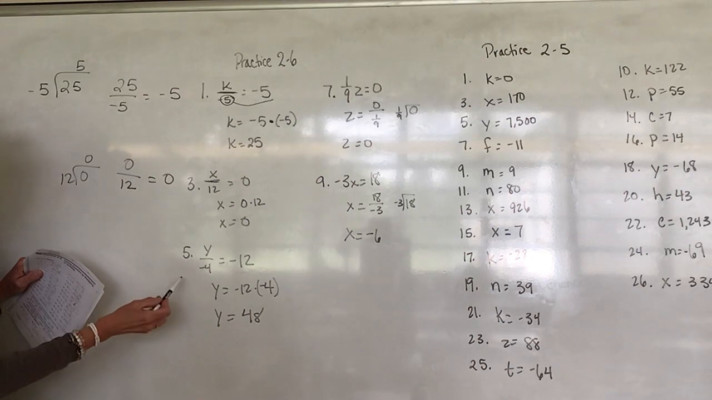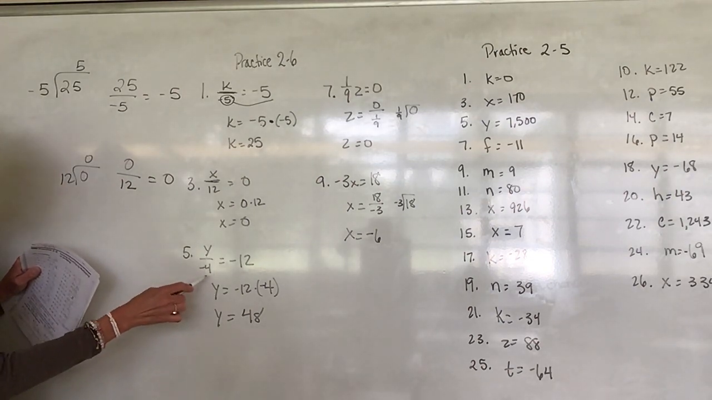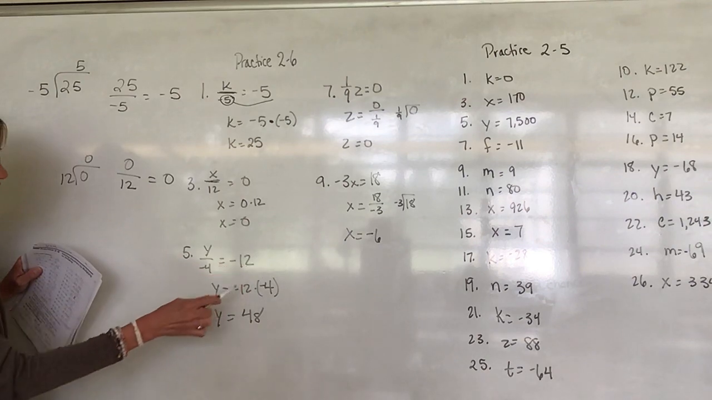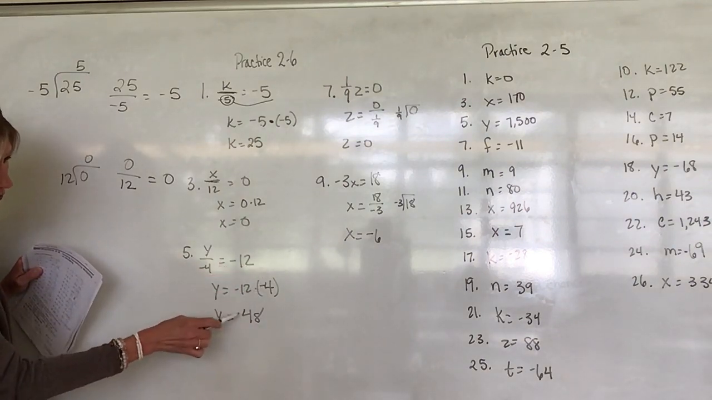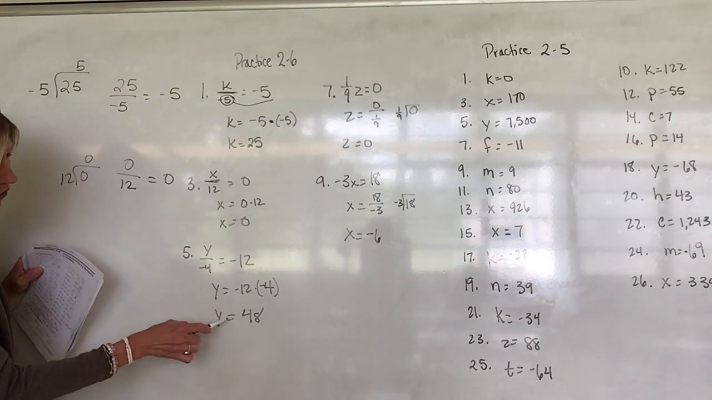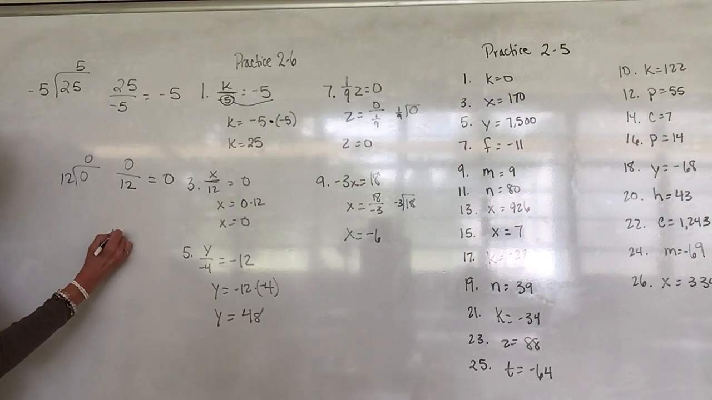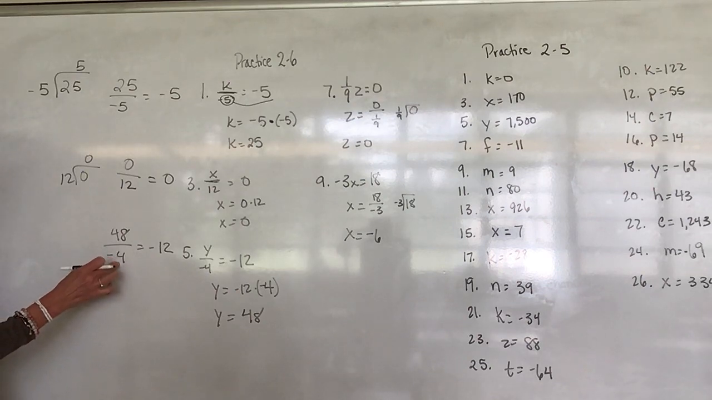Okay, now let's go on to number 5 here. Y divided by negative 4 equals negative 12. So I'm going to take my negative 4 over to this side and multiply. Negative 12 times a negative 4. Well, two negatives make a positive, remember, when we're in multiplication. 12 times 4 is 48, so y equals 48. Well, let's check it. 48 divided by negative 4. Would that be a negative 12? Yep. 4 goes into 48 12 times. Positive, negative makes a negative. So it works. We found the right thing for that variable.